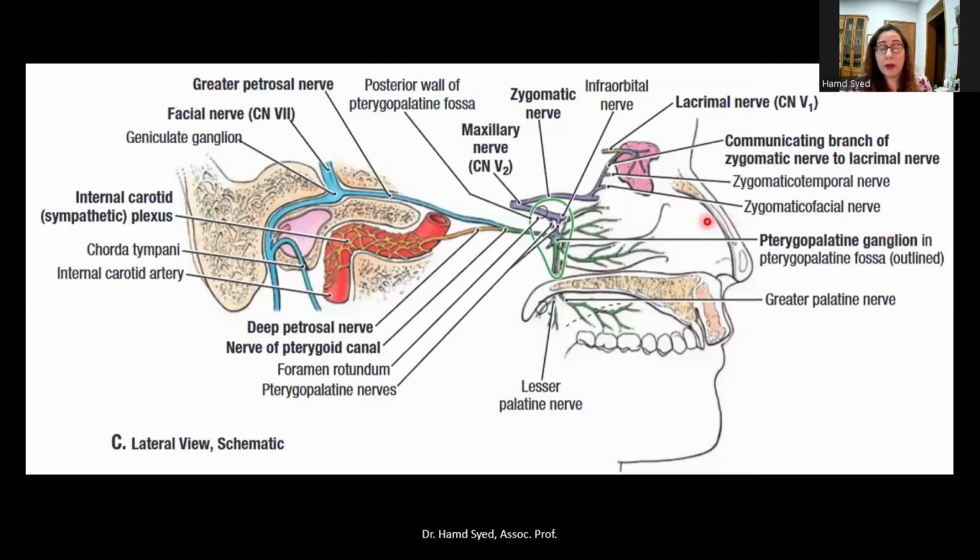Then again, we've got the schematic diagram. And now we're going to look at the formation of an important nerve, which is known as the nerve of the pterygoid canal. This here is the nerve of the pterygoid canal. This is the nerve which is formed by the union of the greater petrosal nerve, which is itself a branch of the facial nerve. It contains the parasympathetic fibers. It contains the preganglionic parasympathetic fibers.